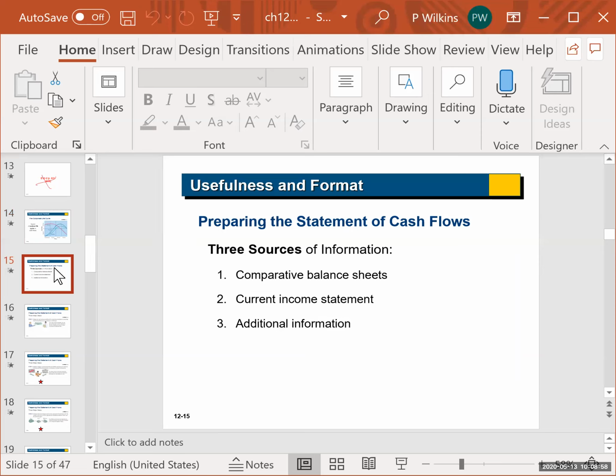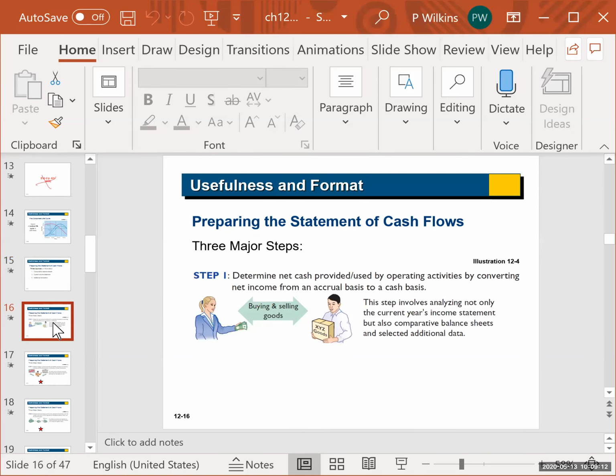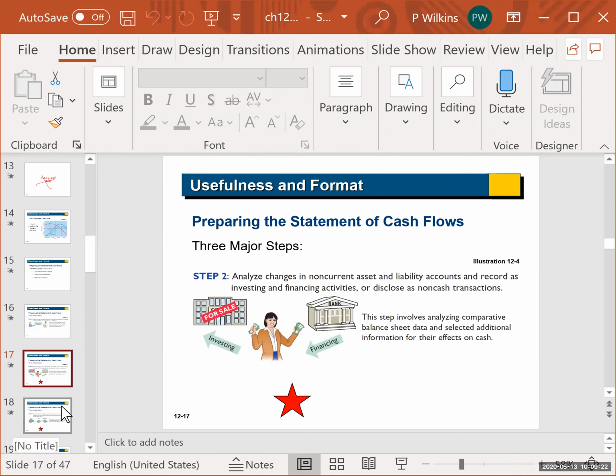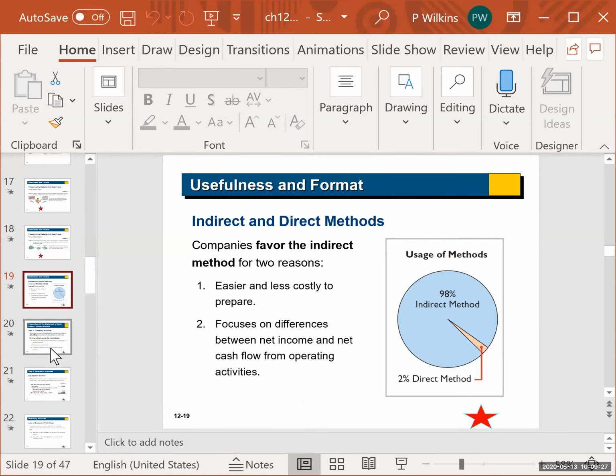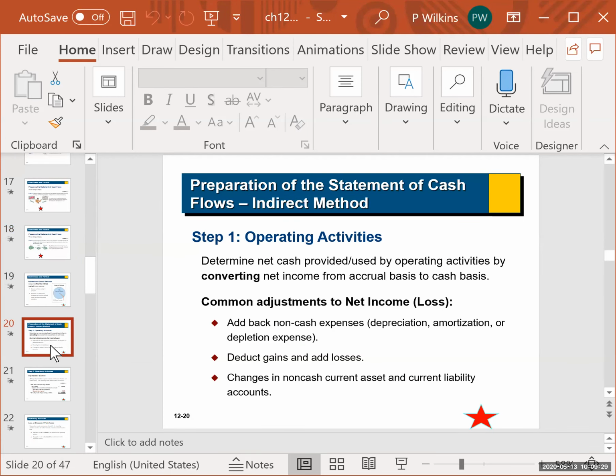When we're doing the cash flow statements, we get these numbers from resources. We get them from comparative balance sheets, from the current income statement, and from additional information. So, preparing the statements of cash flows. You know what? I don't think I'm going to go through these. I think what I'm going to do is move on to this slide here.